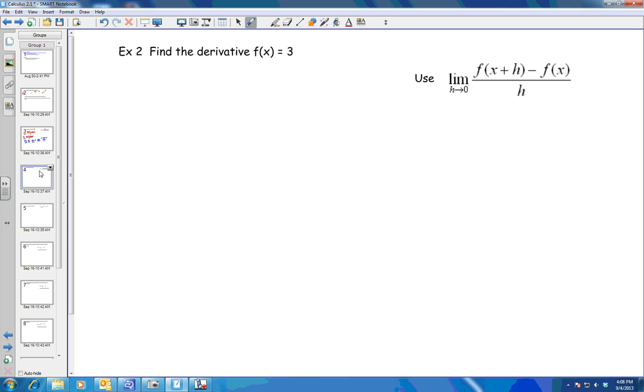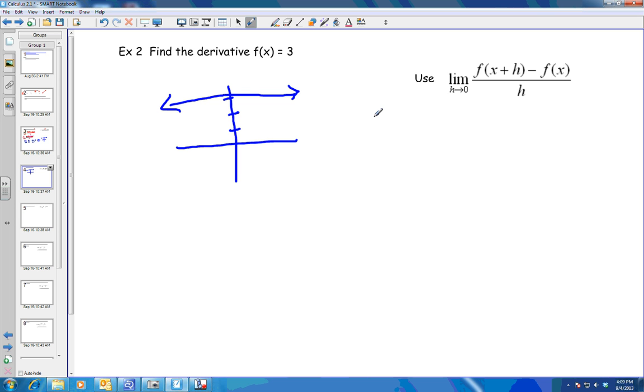Let's do another one. Example 2. Find the derivative of f of x equals 3. Let's think about this before we do a lot of algebra to it. This is just that same problem we just had, similar. 3 is a horizontal line. So if I am finding the rate of change, because remember the derivative is the rate of change of this line. What is the rate of change of this line?